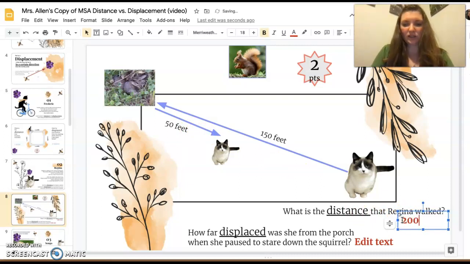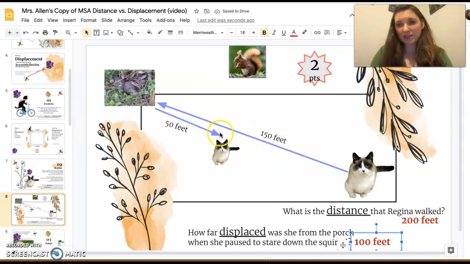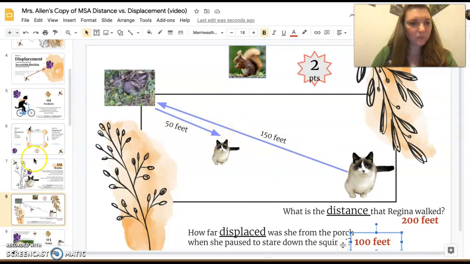Distance is always the total distance, the path length, like how many steps you took basically. But displacement is going to be different. So 150 feet and then 50 feet back towards the porch. If you were to take a snapshot of her here and then here, she has been displaced 100 feet, because 150 minus 50 is 100. Okay?